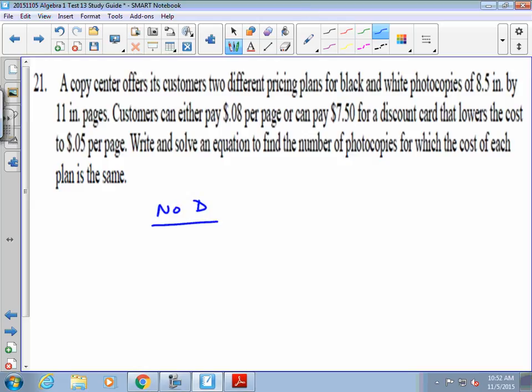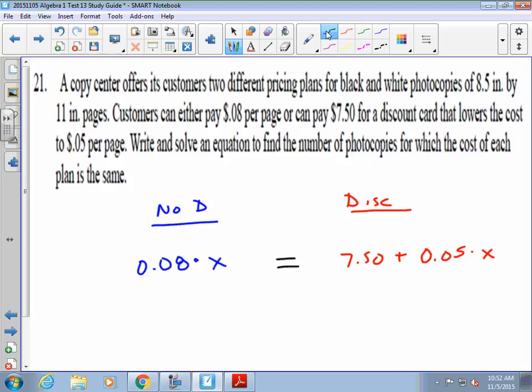No discount, it costs 8 cents per page. So 0.08 times an unknown amount of pages. With a discount, they pay $7.50 plus an additional 5 cents per page. So 0.05 times an unknown amount of pages. So it says write an equation and solve to find out when they'll be the same, when they'll be equal.